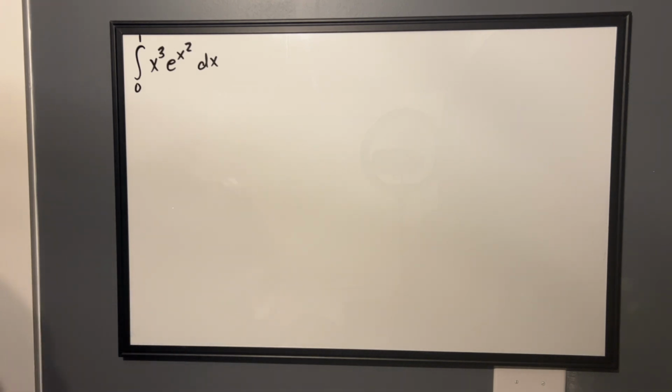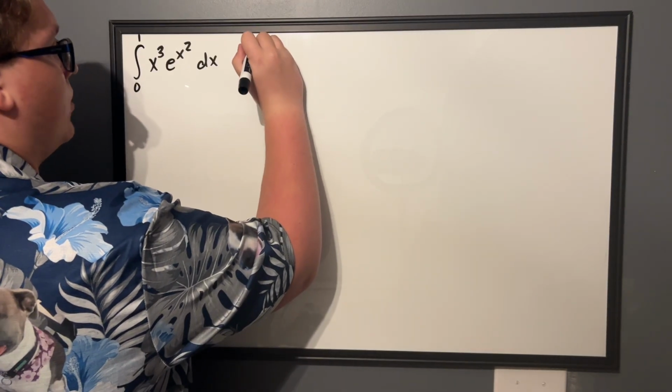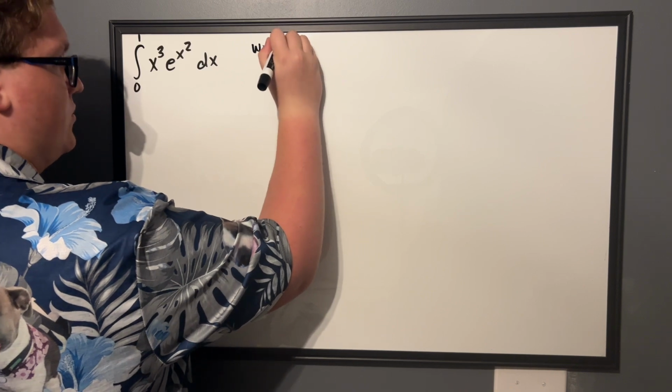I think the easiest way to go about it is going to be to start with a substitution. So because I know we're going to be doing a substitution and integration by parts, I'm going to use u for the integration by parts. So I'm going to do a w substitution here. The same process, I'm just using a different letter. So I'm going to say, let's let w equal x squared.